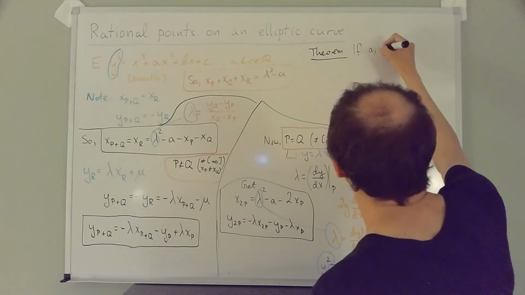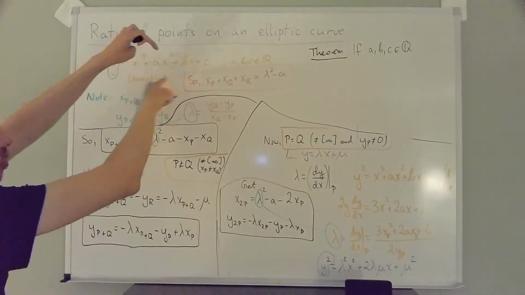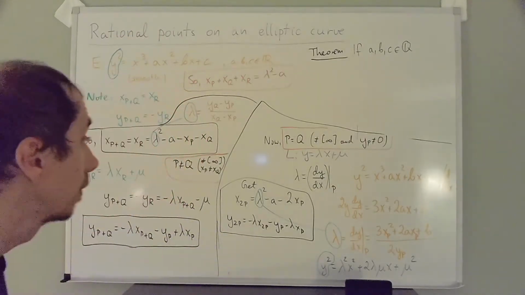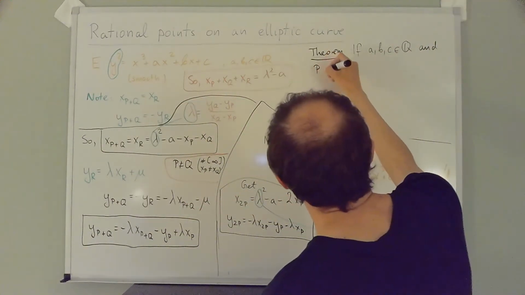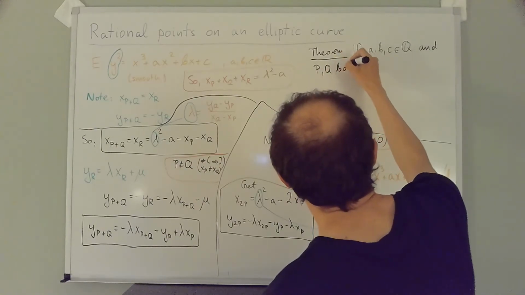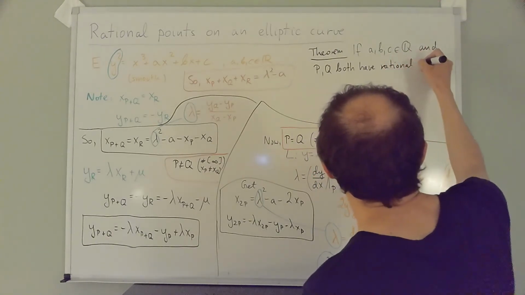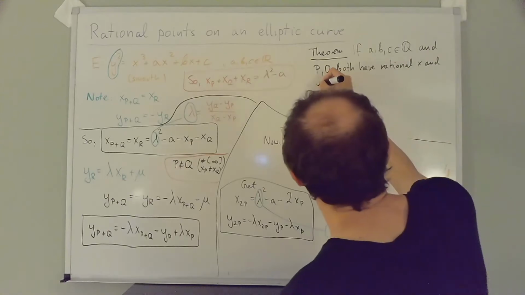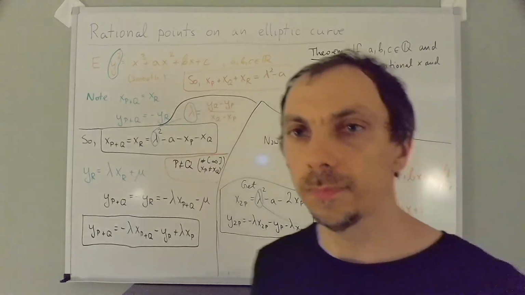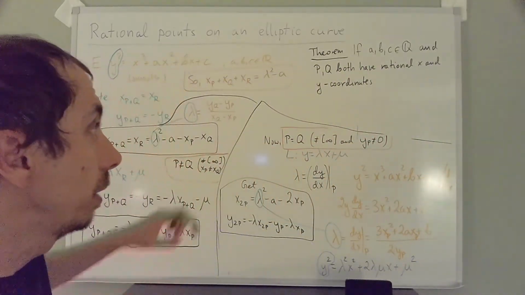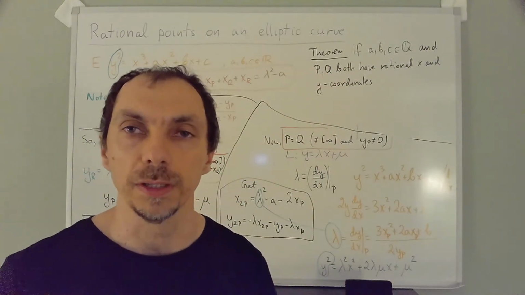If a, b, and c are rationals, okay, so these coefficients that were supposed to be real, suppose they're actually rational numbers. And suppose P and Q both have rational coordinates, rational x and y coordinates. Okay, so these are rational points on these curves. That means they have both of their coordinates, xp, yp, and xq, yq, are rational numbers.